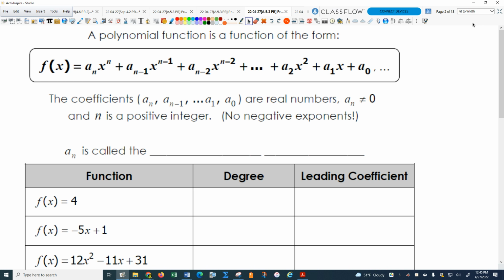So we're going to look at some properties of polynomials and what they mean about what the graphs of polynomials are going to look like. So we're going to look at how we sketch graphs of polynomials.